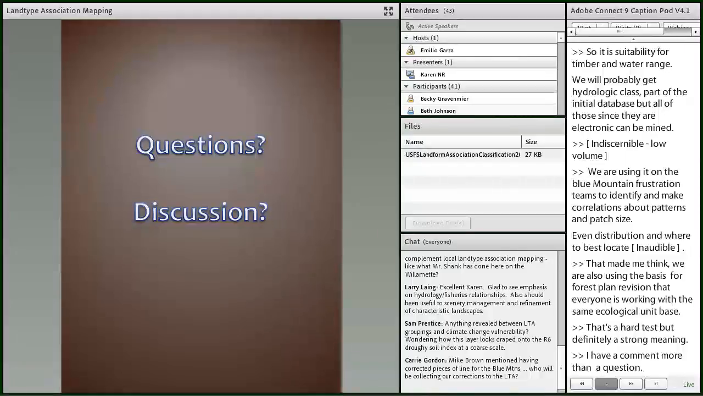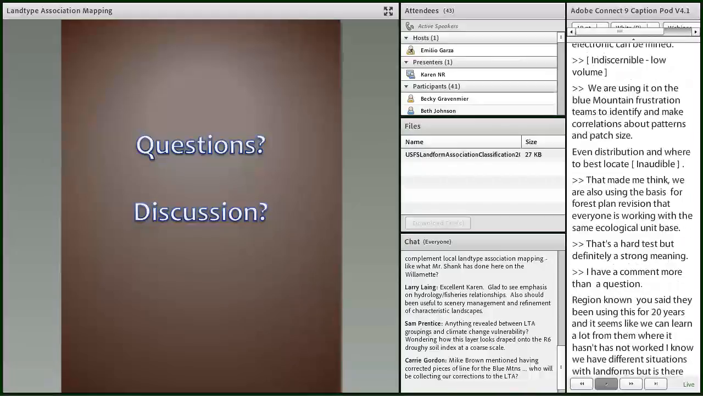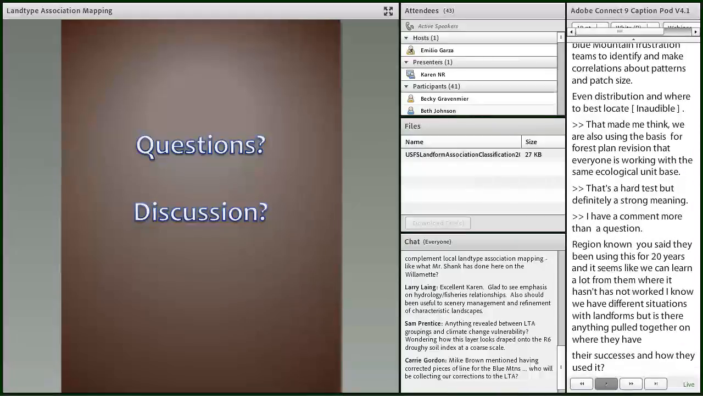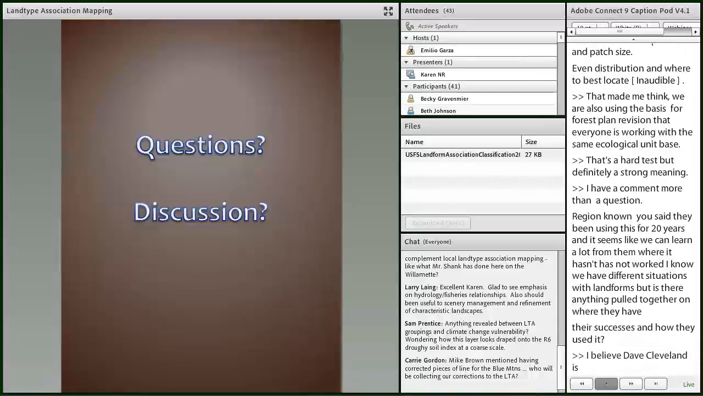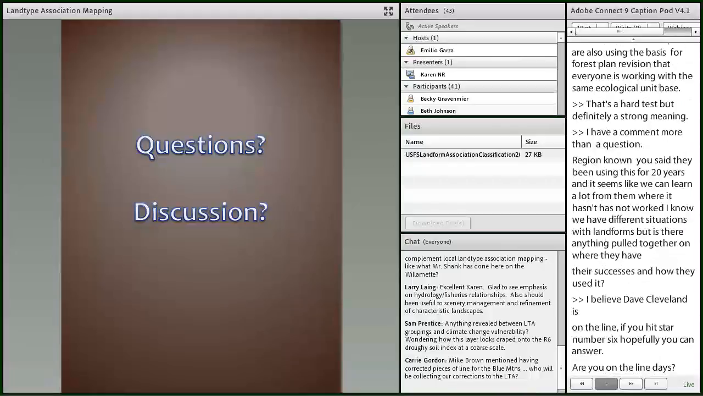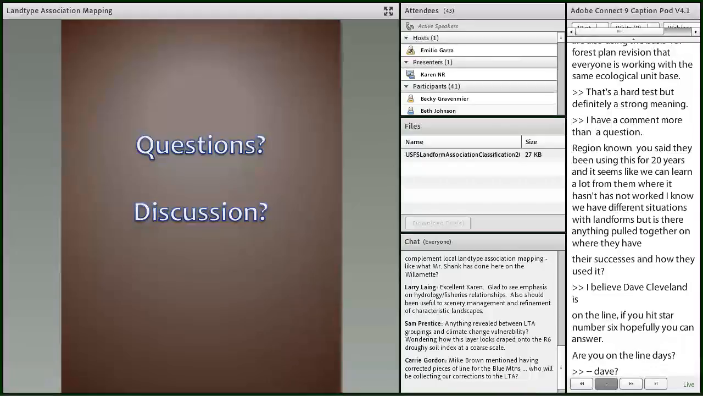I believe that Dave Cleland is on the line. Dave, if you hit *6, maybe you can talk, because he's the one that mapped those and has been using them with National Forest all the time. Dave, are you on the line? Yeah, it's 7 o'clock in the east. Maybe not. Anyway, my comment is we can learn from them if they've been doing it 20 years. That's right. I agree.